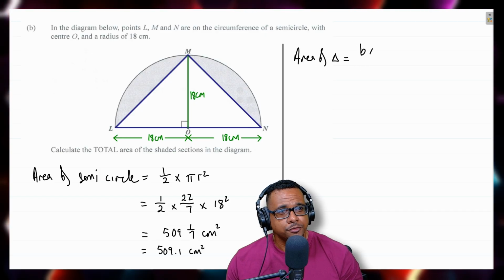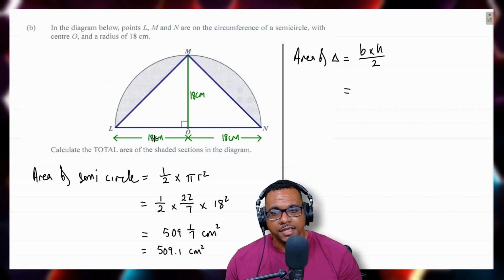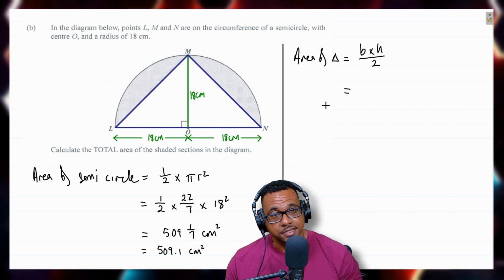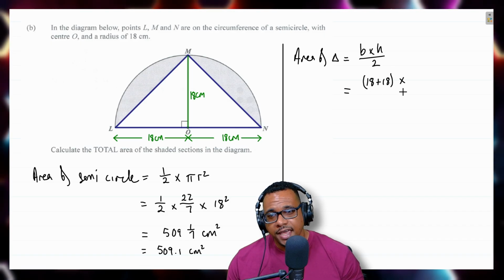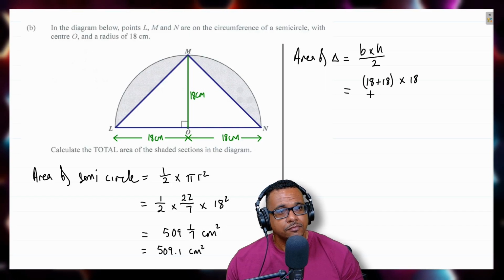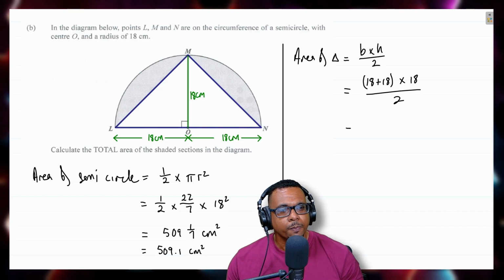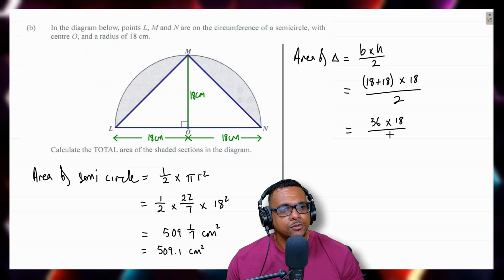So now for the area of the triangle, so area of triangle is equal to, and I'll just put base by height over 2, and the base being 18 plus 18, which is 36. I'll still write it like this, 18 plus 18, that's the base, times the height, which is 18, over 2. So all we get is 36 times 18 over 2.